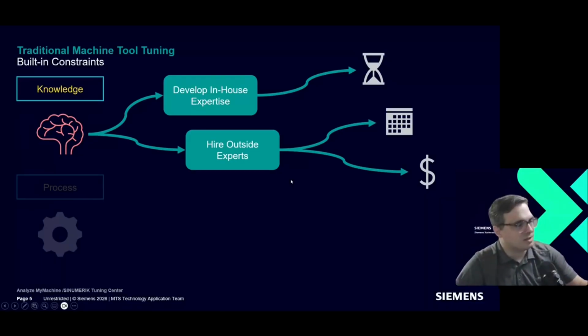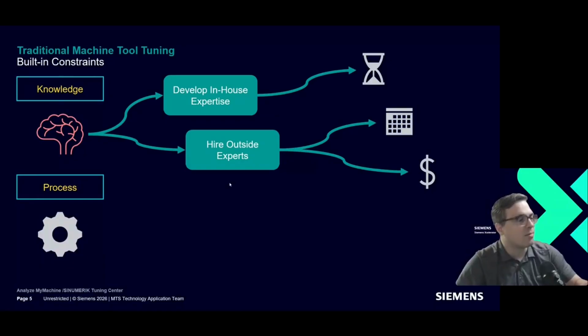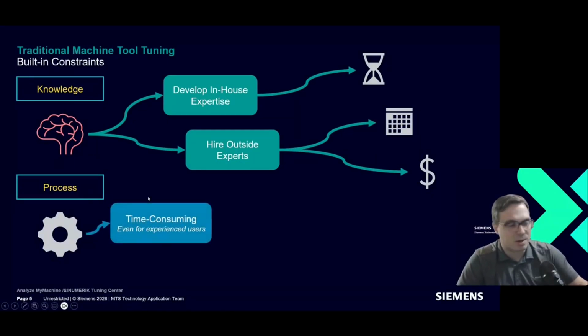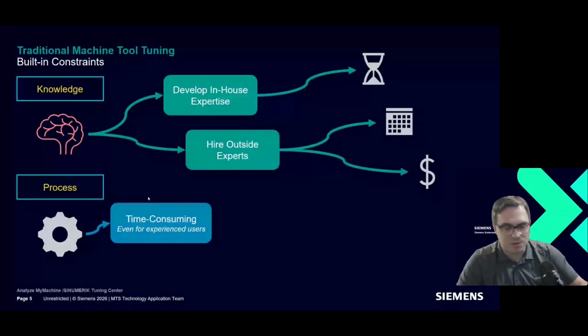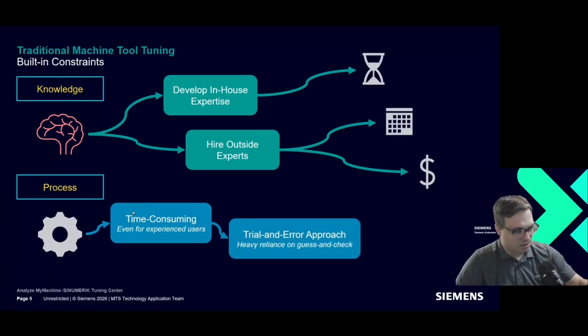The other built-in constraint is the process itself with traditional machine tool tuning. The traditional process can be really time-consuming, even for the most experienced of users. I know sometimes it could take me half a day to tune an axis, maybe a whole day just to dial it in. And part of that is because the normal process does require some trial and error.